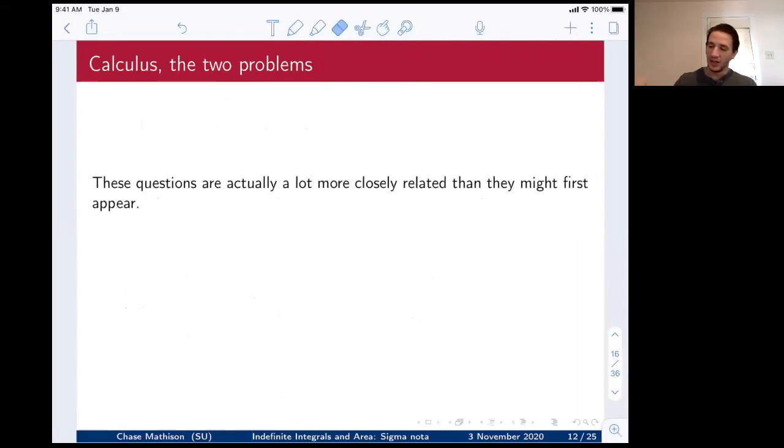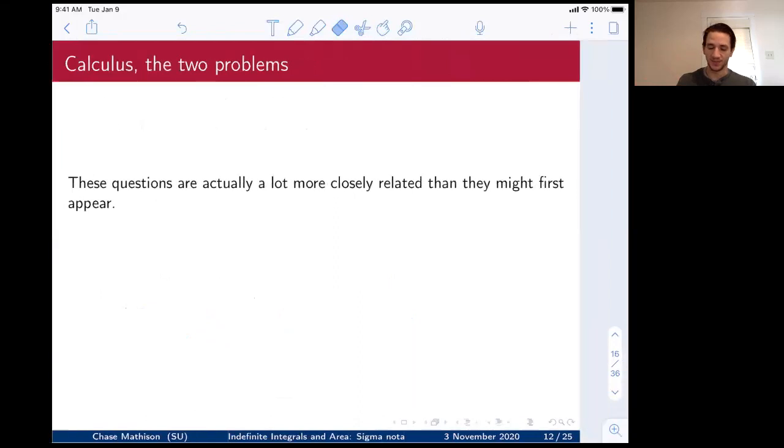So finding areas and finding derivatives and antiderivatives might not seem very related, but they actually are very closely related, and it's called the fundamental theorem of calculus that relates area to derivatives and antiderivatives.